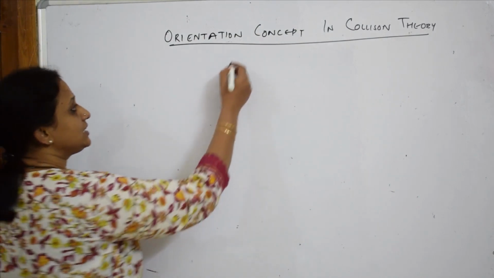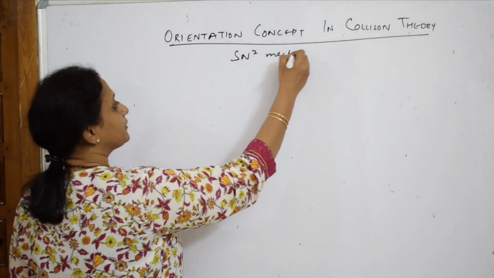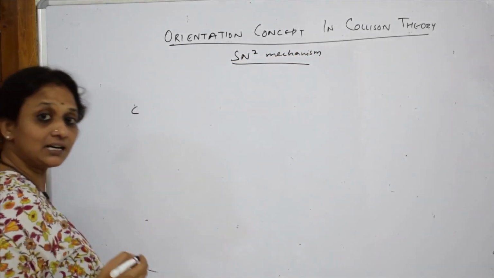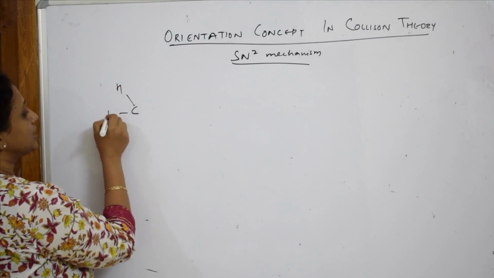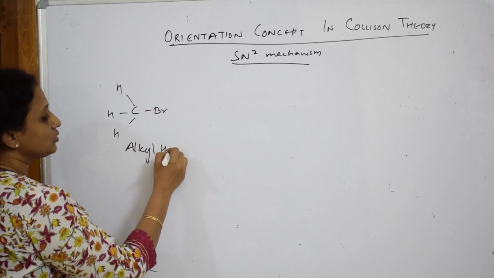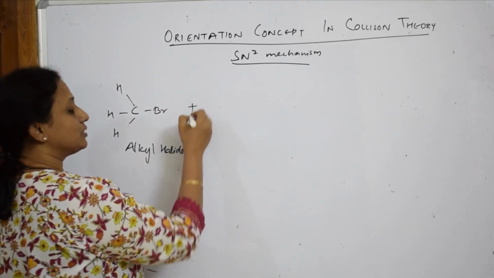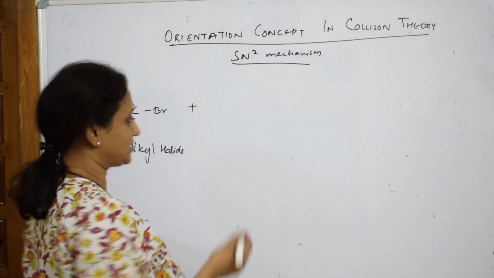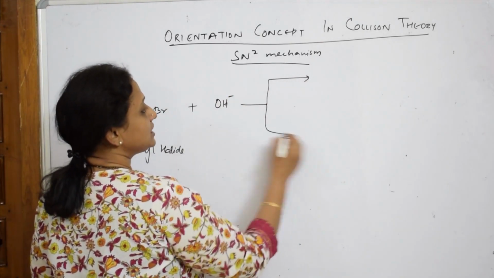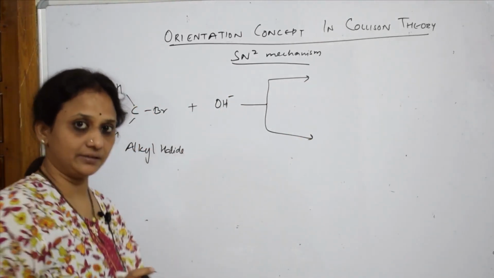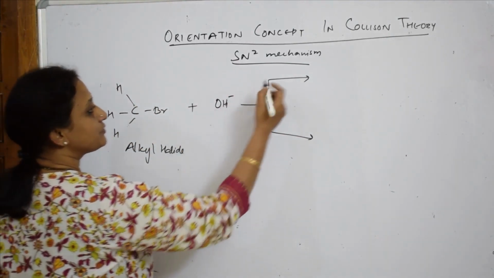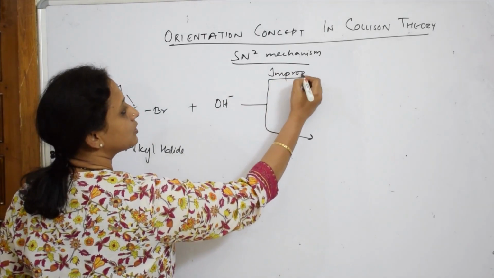Now we have already studied the SN2 mechanism. In that reaction, suppose I have an alkyl halide, with H, hydrogen, and Br. This alkyl halide is going to undergo nucleophilic substitution, so you're introducing a nucleophile to this, right? Now the condition is, according to collision theory, whether it is properly oriented or improperly oriented.